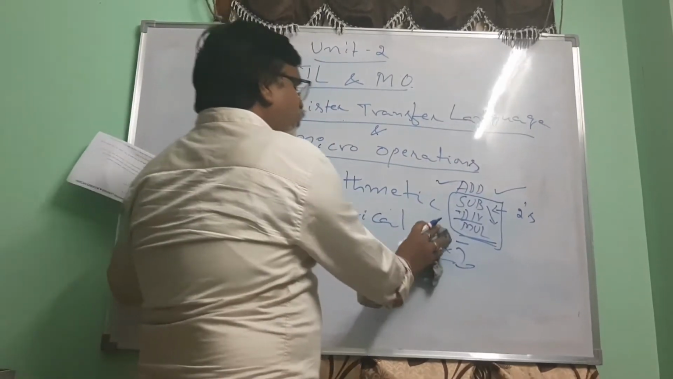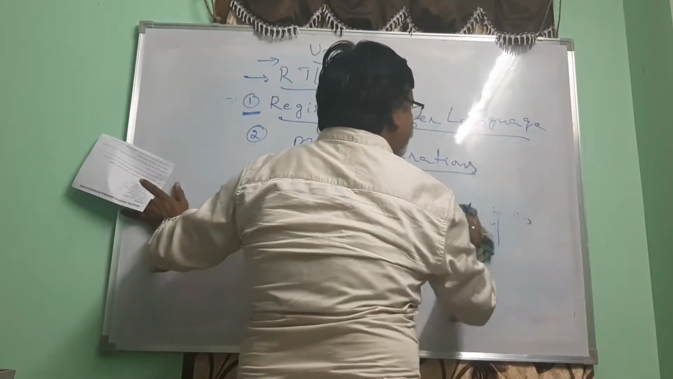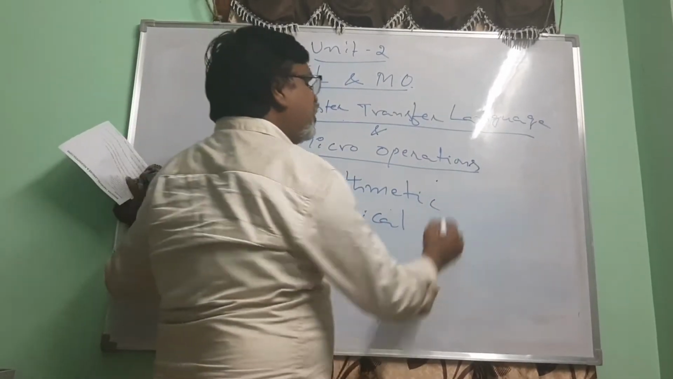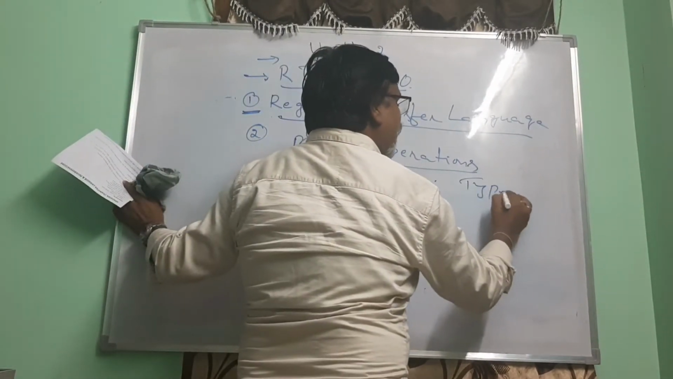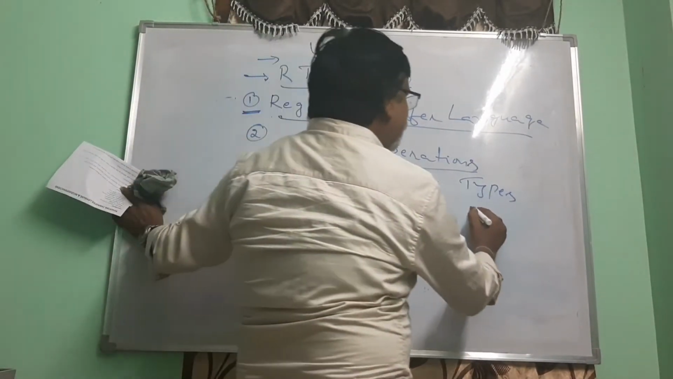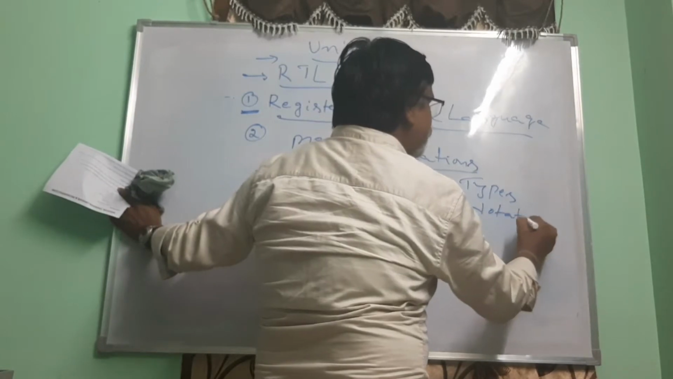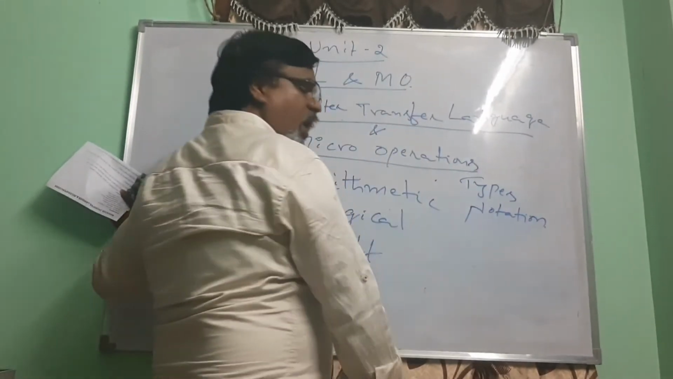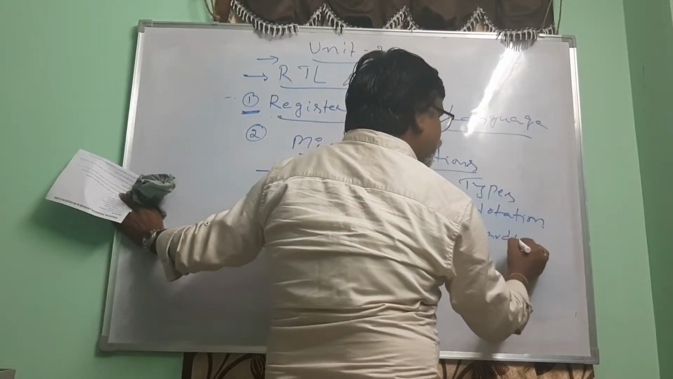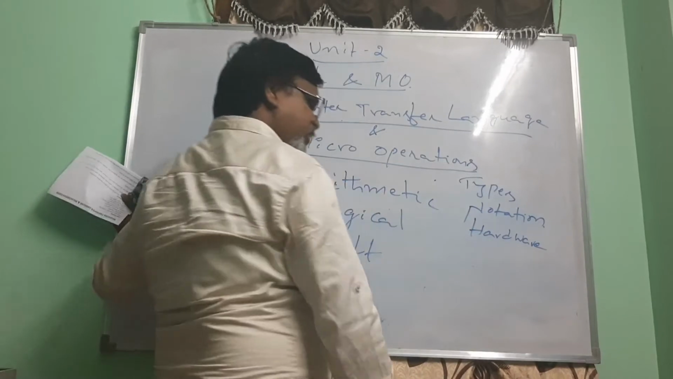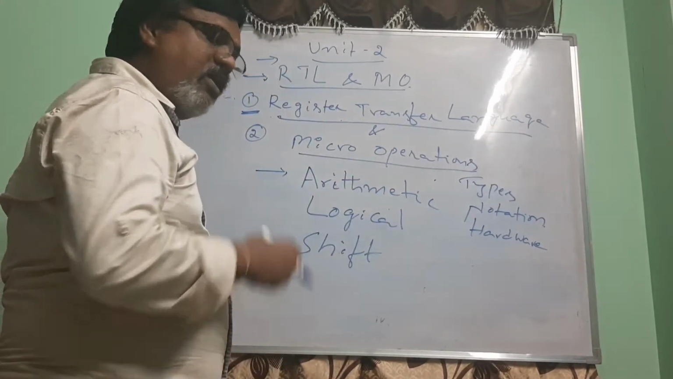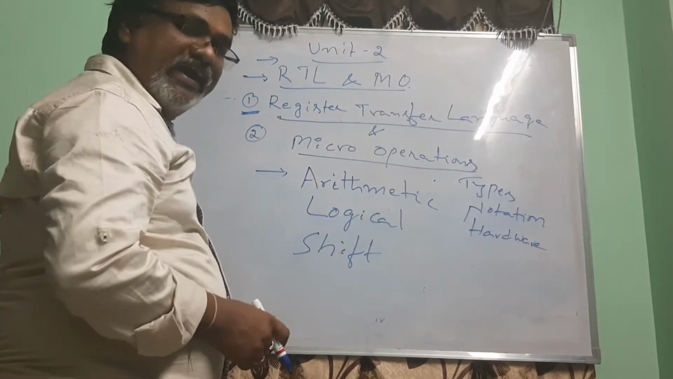Here we will list out the various types of arithmetic operations, the symbolic notation for all these arithmetic instructions, and the hardware implementation in one circuit. That includes performing addition, performing subtraction, finding 1's complement, finding 2's complement, and finding the negative of a number.